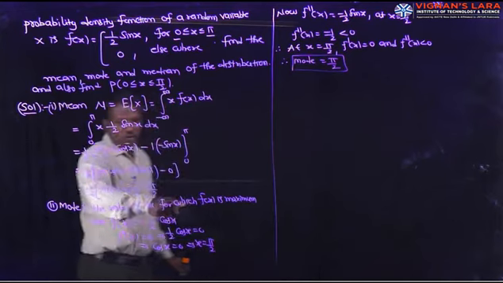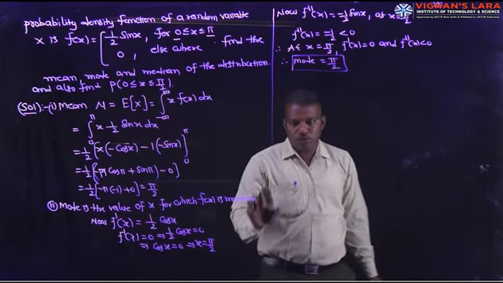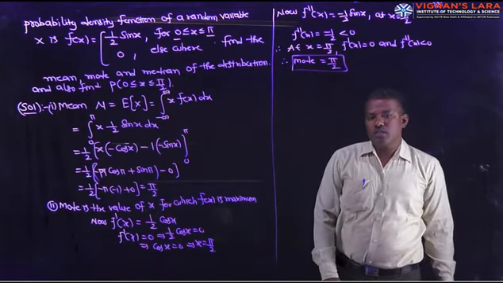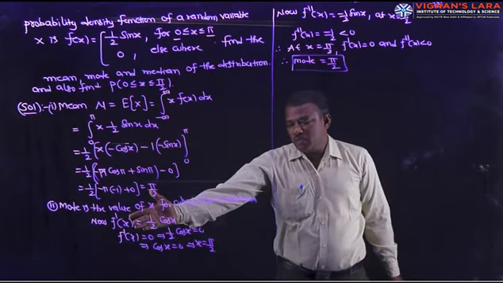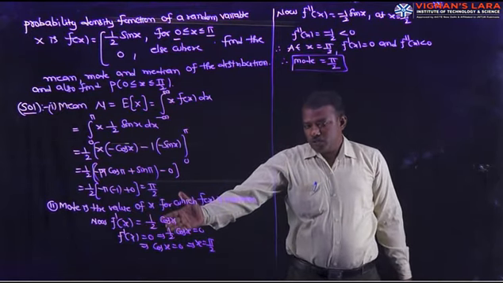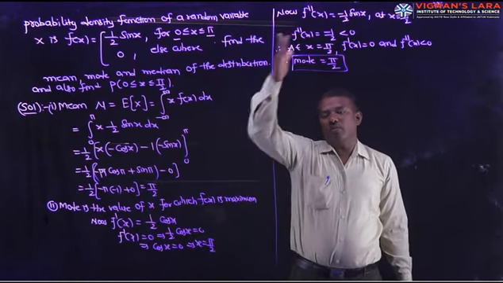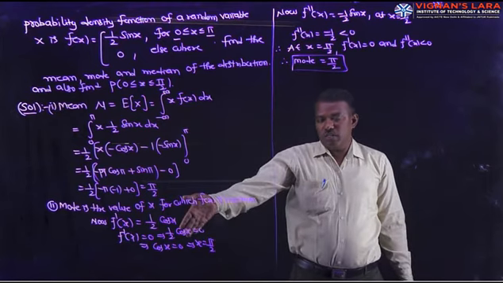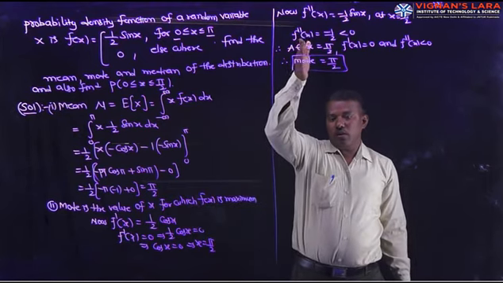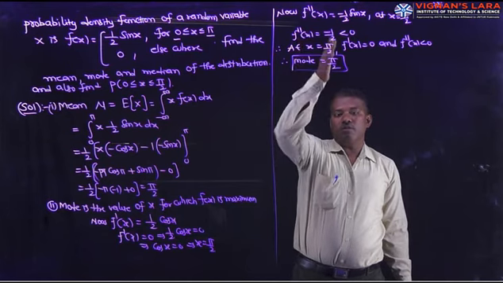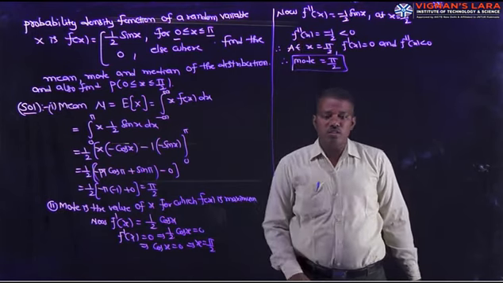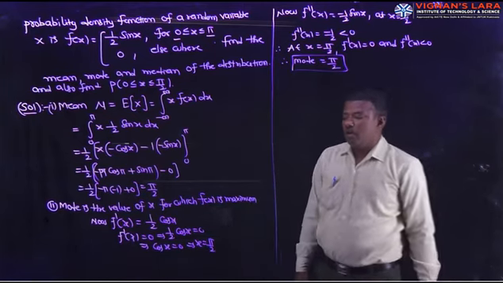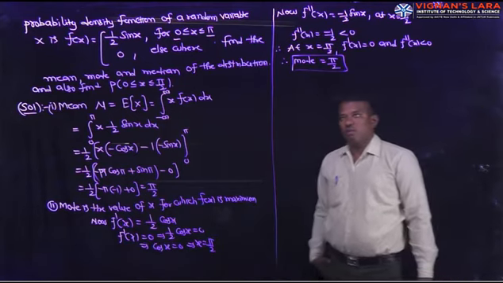Mode is the value of x for which the distribution is maximum. It is the solution of f dash of x equal to 0 and f double dash of x less than 0. First calculate f dash of x, equate to 0, get some point, then calculate f double dash of x at that point. If f double dash of x is greater than 0, it is called a minimum point; less than 0, it is called a maximum point. So the mode of the distribution is x equal to pi by 2.